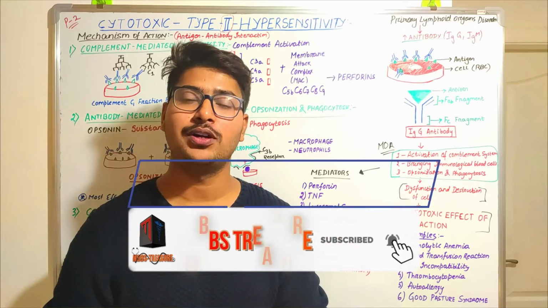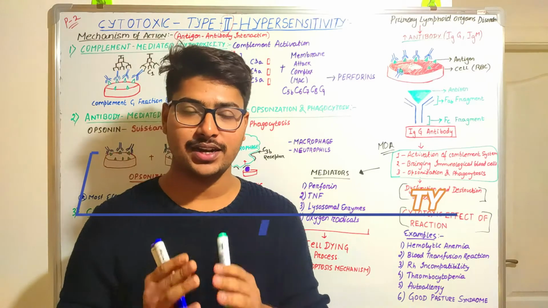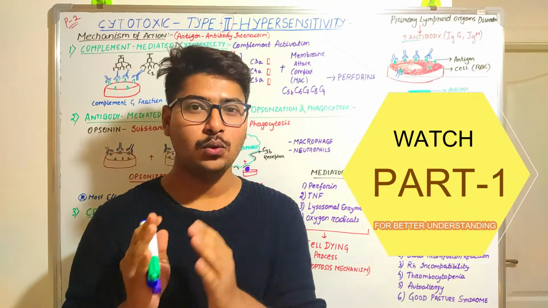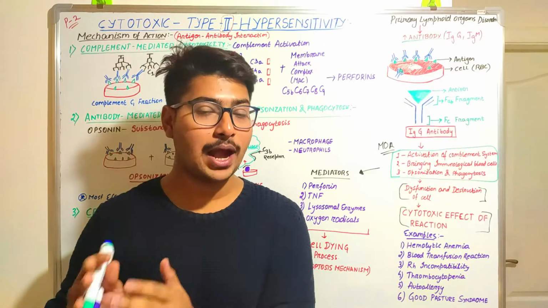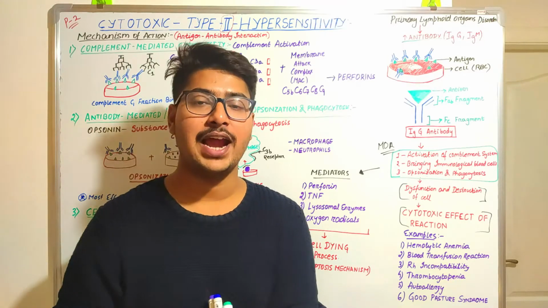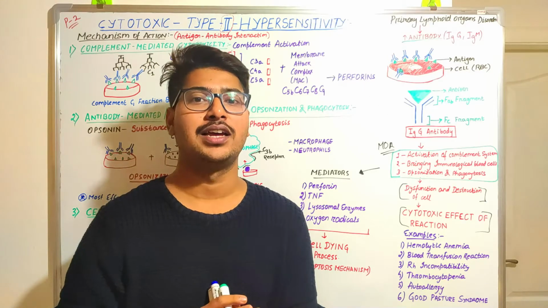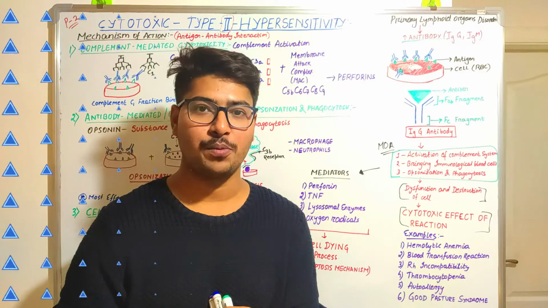Today we are going to discuss the second part of type 2 hypersensitivity reaction, that is cytotoxic reaction. If you haven't watched part 1 of cytotoxic reaction, that is type 2 hypersensitivity, please go to my playlist of pathophysiology and there you will find part 1. Okay, so let's begin today's topic.